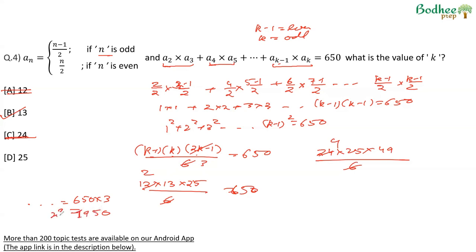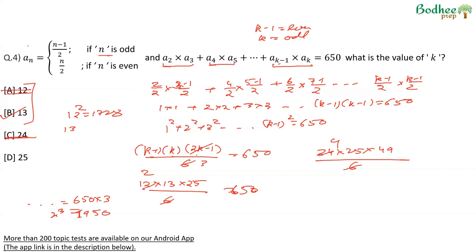So look for an x cube which has a cube close to 1950. We know that the cube of 12 is 1728. 13 therefore will be pretty close, and therefore we can check for 12 and 13, putting values and getting the answer rather than trying to solve a cubic equation.